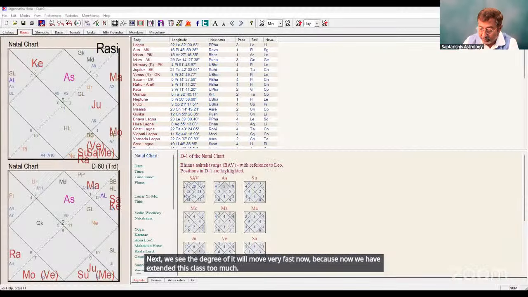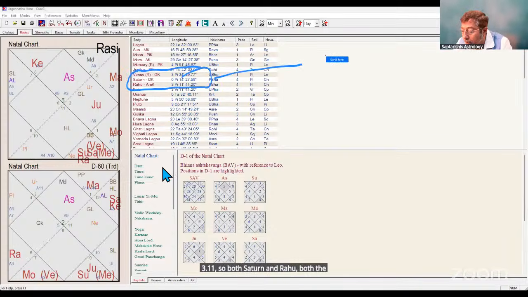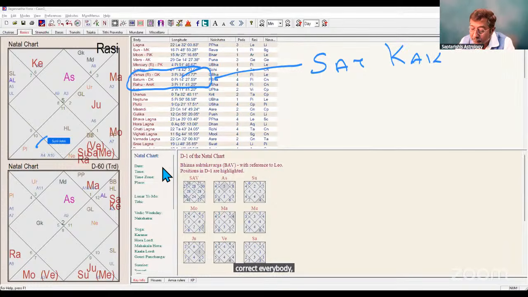Again, chalo. Next, we see the degree of it. We'll move very fast now because we've extended this class too much. Okay. So where is Saturn? Saturn is at 0.14 degree. And where is the other co-lord? Rahu, 3.11. So both Saturn and Rahu, both the lords, are in Saturn Kakshya. Correct, everybody? Saturn owns 6th and 7th.